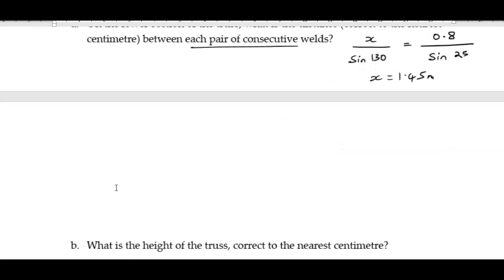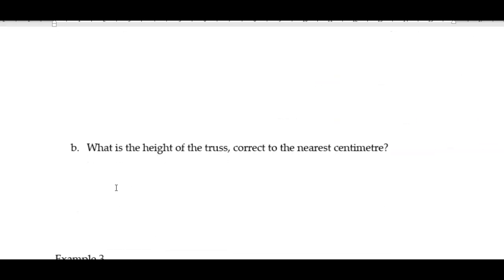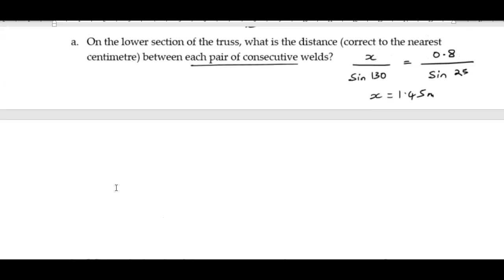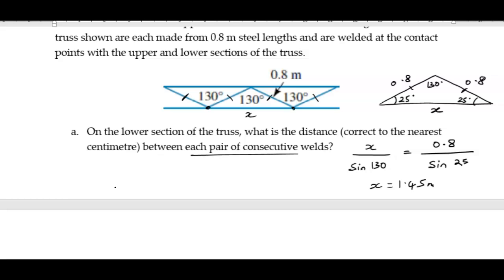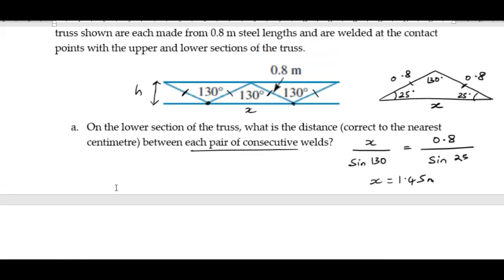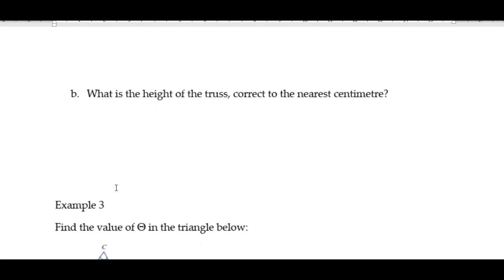Second part of this question: what is the height of the truss, correct to the nearest centimeter? If I go back to my diagram, they're asking me to work out the perpendicular height of the truss. Again, if I take my triangle, the perpendicular height is the height that runs straight down the middle, so we'll call that h. We know that this is 0.8, that is 0.8, and this angle is 25 degrees.